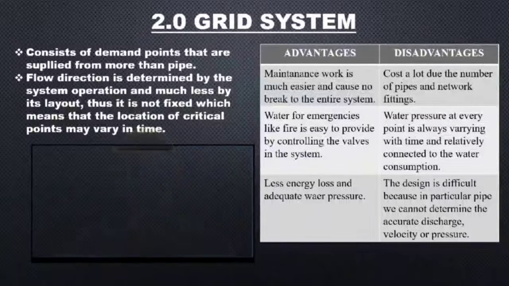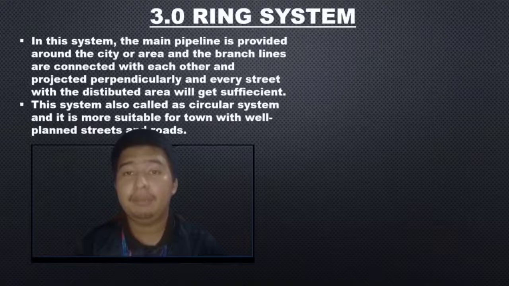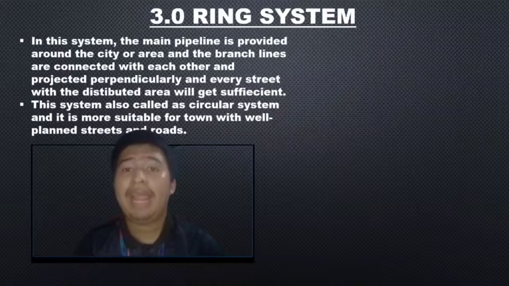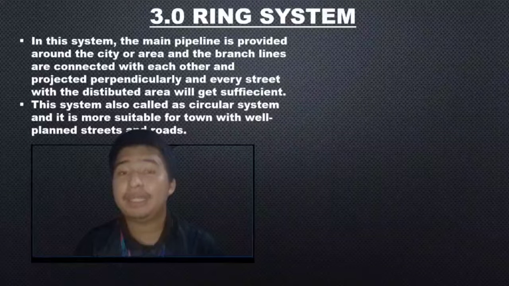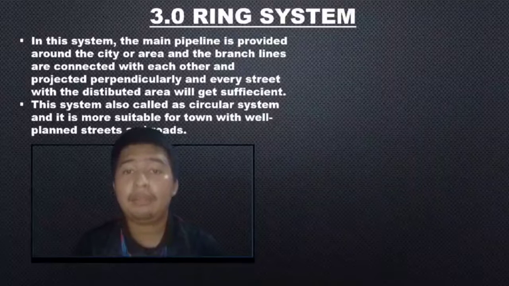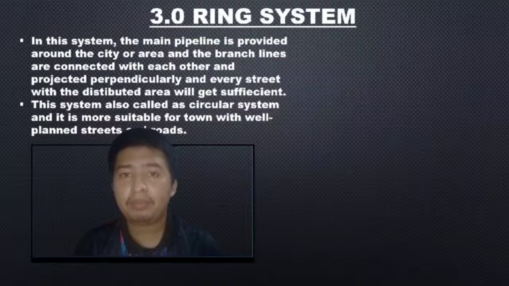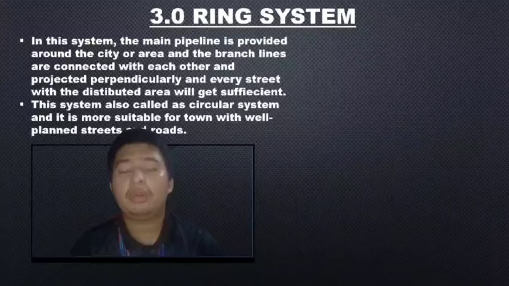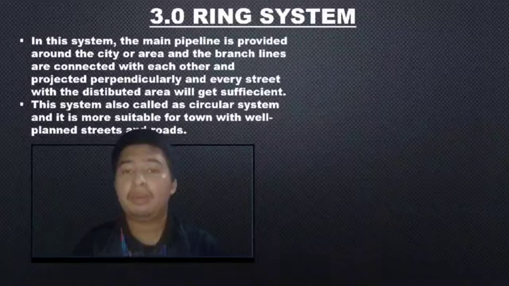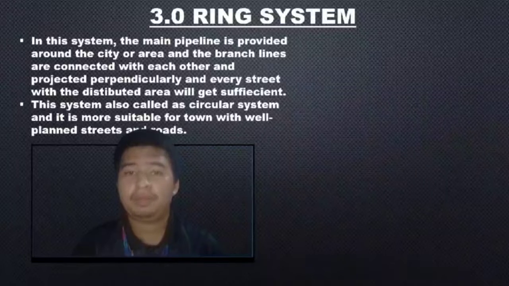That's all for me. Next, I will present about the ring system. In this system, the main pipe is provided around the city or area, and the branch lines are connected with each other and projected perpendicular, and every street within a district area will get sufficient water. This system is also called a circular system, and it is more suitable for towns with well-planned streets and roads.